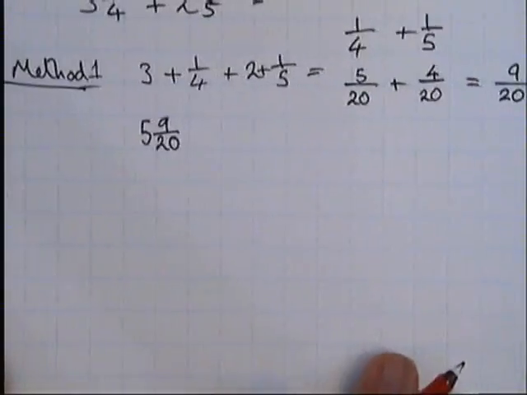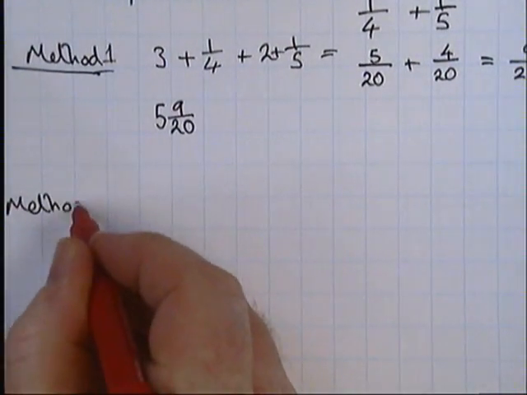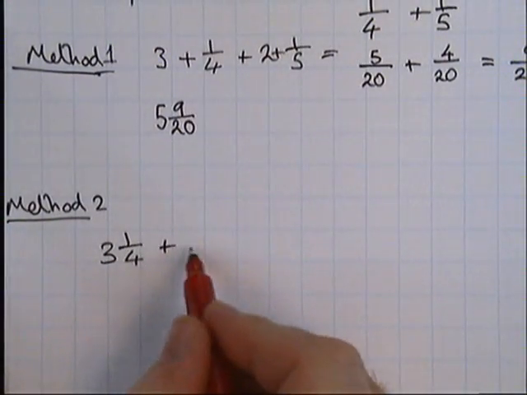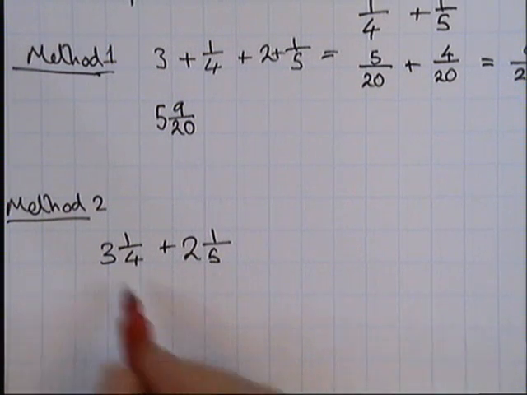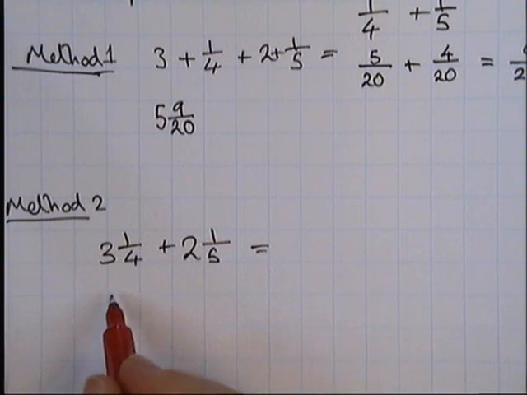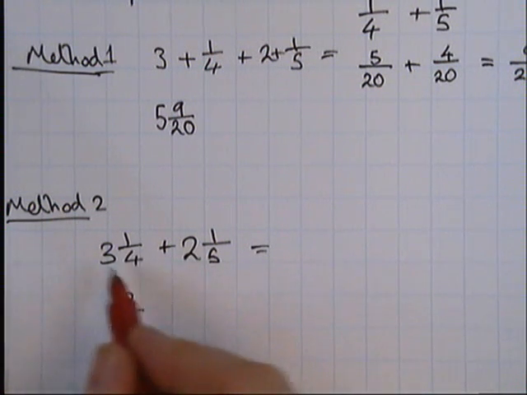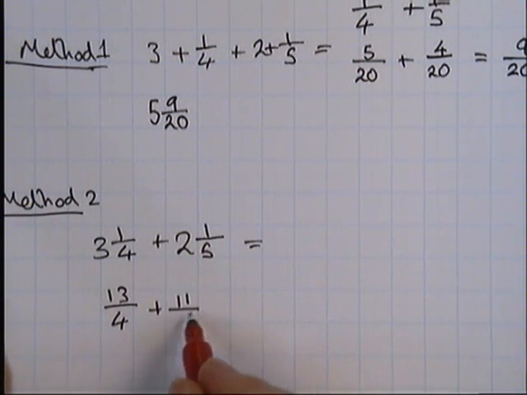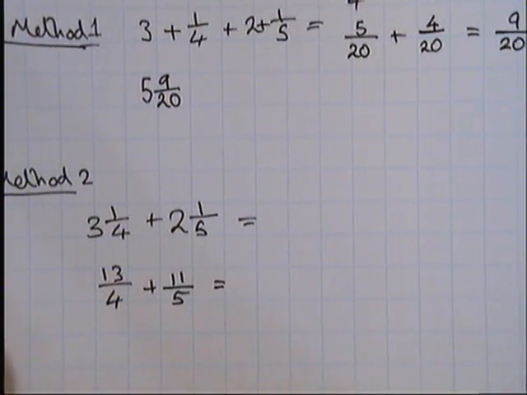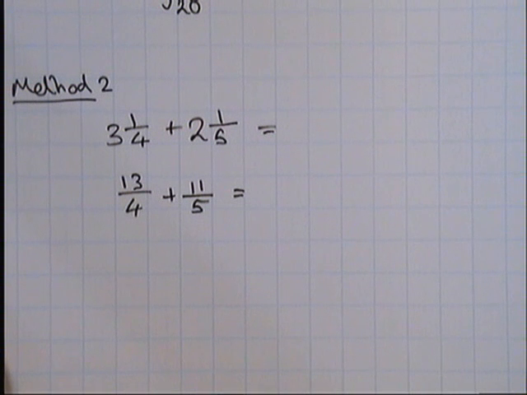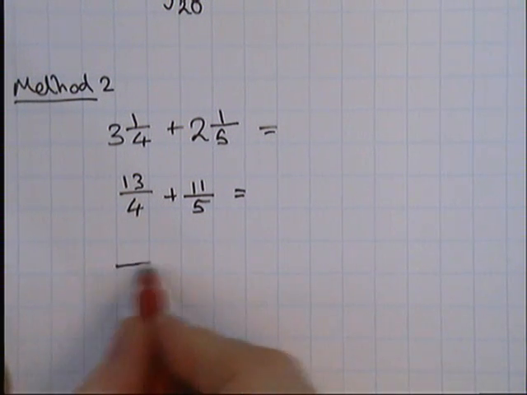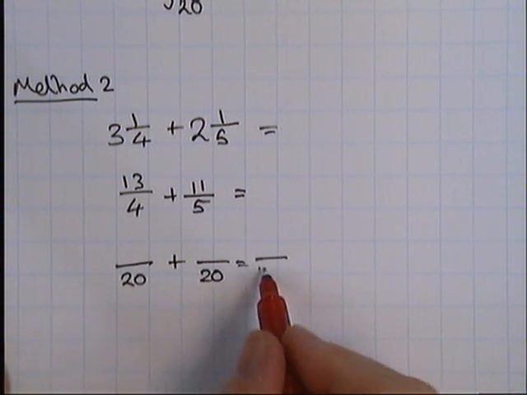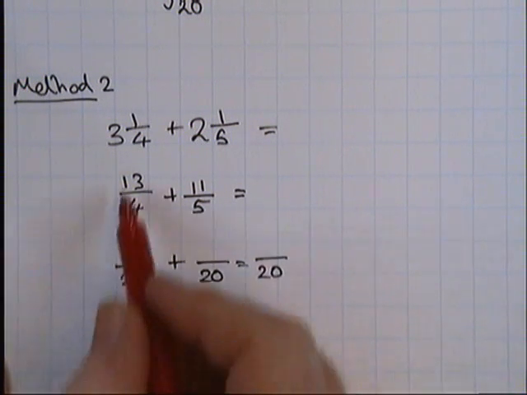The second method, method 2, would be to convert both into top-heavy fractions and deal with them as fractions. So 3 fours are 12, add the 1 on top, 13 quarters. Remember, if you can't do that bit, there's a video on it, so go and watch it please. 2 fives are 10, add the 1 on top is 11 fifths. Now we can't add fifths and quarters directly, so as in the previous example, we convert them to 20ths, because we can add 20ths together. But now we've got harder calculations.